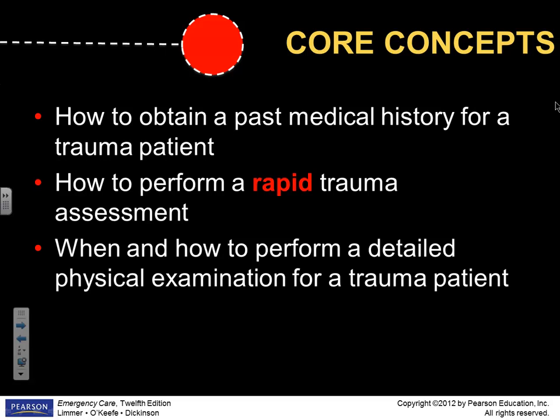that may lead you down a different path. We're going to look at how to do a rapid trauma assessment. You've got a patient with a lot of things going on. We're going to do our primary assessment, right, our ABCs, but we've also got to see if there's anything else that could kill your patient. That's what a rapid trauma assessment is. And then we're going to look at a detailed physical exam for a trauma patient.